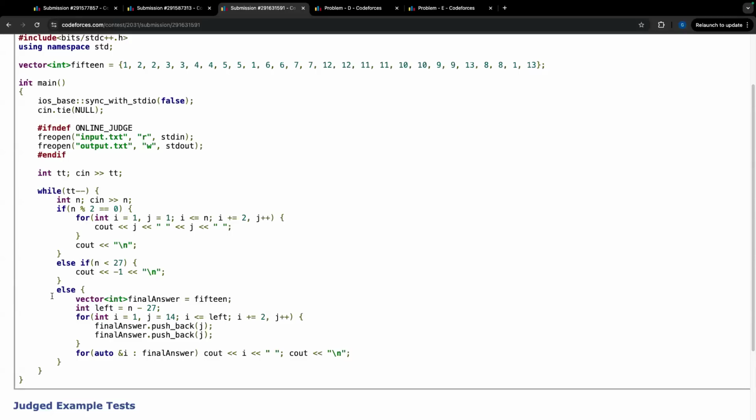Do put clear in the chat, guys, if this problem is indeed clear for every one of y'all. If not, do let me know what doubts you have. We'll definitely get them resolved. Okay, great. I see that this problem is clear for the majority of the people.